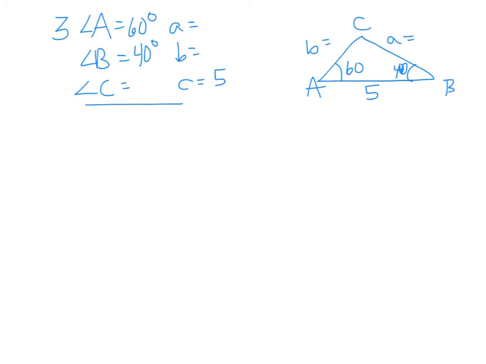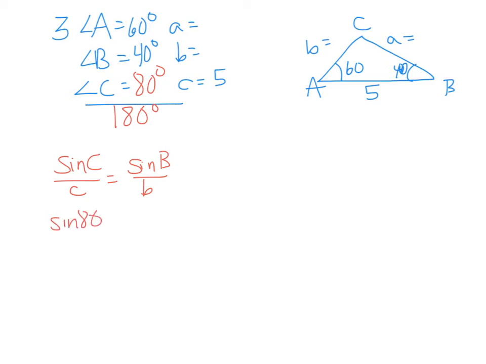And, well, actually, we don't need to use law of cosines because when we stack these up, if we know two angles, we can quickly get the third angle. That third angle is going to equal 80 degrees because these have to add up to 180. That's the fastest way to do that step. Now, since I have both of the C's, I can jump right into sine of C over C equals sine of B over B, or sine of A over A. Either one. We'll do sine of C and B. So sine of 80 over 5 is equal to sine of 40 over B.